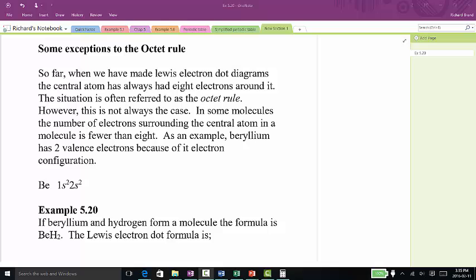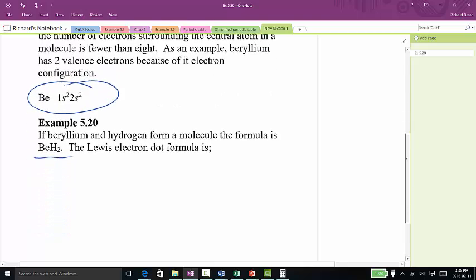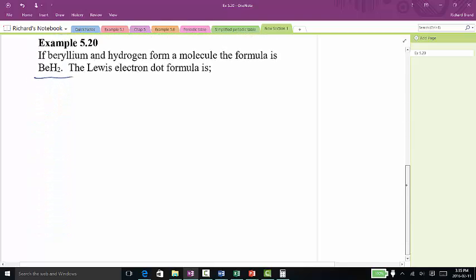Beryllium has this electron configuration, and when we do our electron tally for the molecule beryllium hydride, you'll see that there will be fewer than 8 electrons around the central atom. Let's just investigate this now.